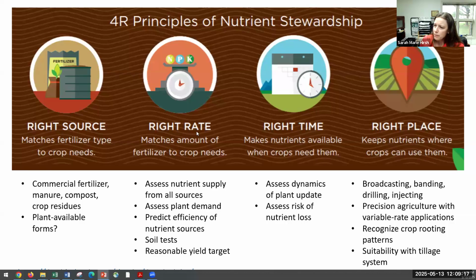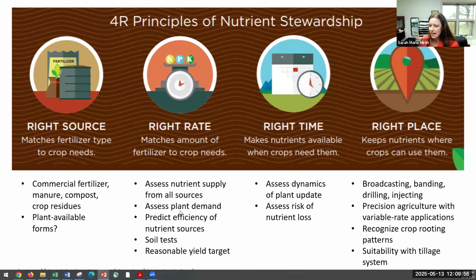The right rate: we want to match the amount of fertilizer to the crop needs. So we want to consider all of the nutrients that are being supplied from different sources. If we are growing a corn crop, we don't want to assume that we need to add all of the nitrogen that that corn crop needs, because we may already have some in the field in organic forms. If there was a legume cover crop previously grown, are we considering the nitrogen that's available from that legume?